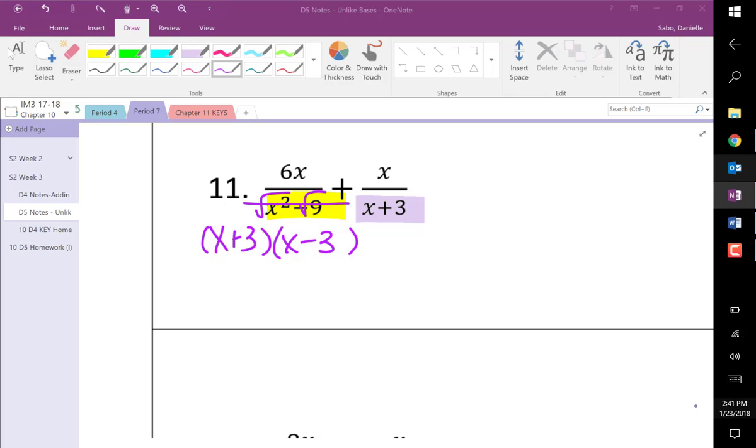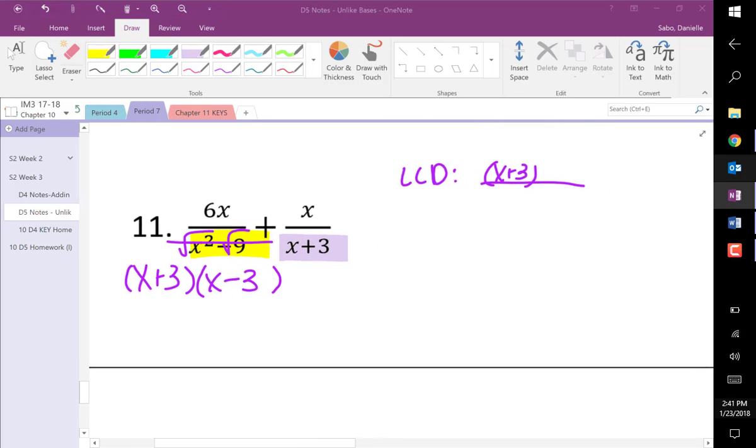Now, take a look at only the bottoms. Only the bottoms, because that's what your least common denominator means. They both have what? Yeah, so let's write that down. Because for sure they're going to have x plus 3. But one of them has something else. What does it have?